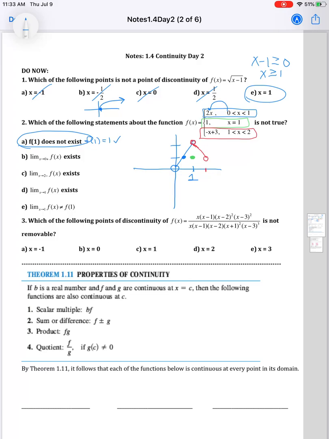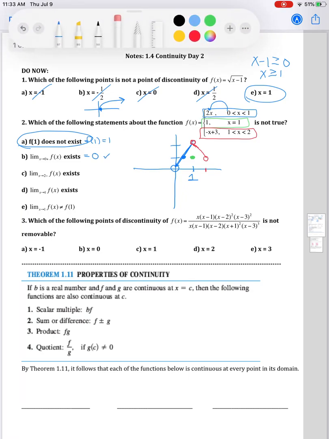It says the limit as x approaches 0 from the right exists. Well, as you're coming down the blue line from the right-hand side towards 0, the value is approaching 0. So that's okay. It does exist. Let me actually get rid of this check because that's wrong.